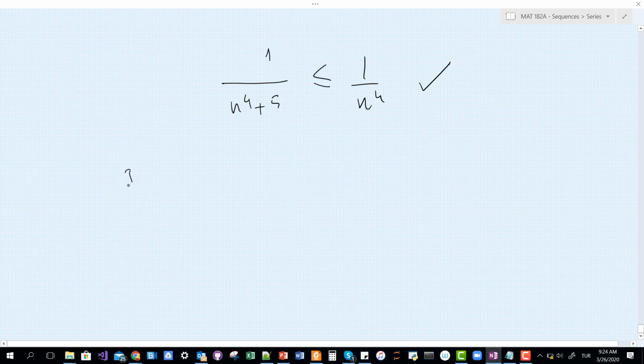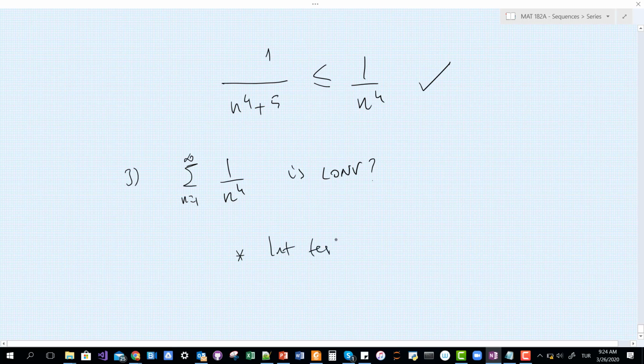Now the third question: if the series of 1 over n to the 4 is convergent, I still don't know if it is convergent, right? I need to use all the other tests I have learned to check it. So how am I going to check it? I can't use the n-term test, which is inconclusive, but look at the integral test. Integral test for this one, 1 over x to the 4, from the p-test, right?